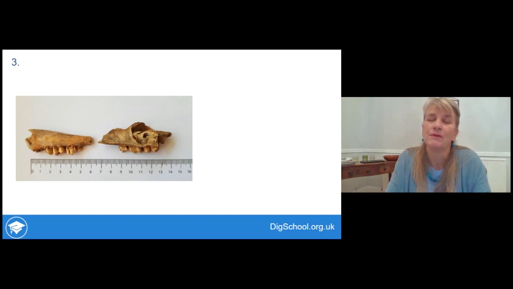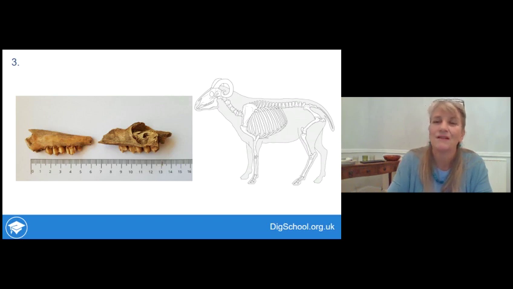Okay, next example, a rather different sort of bone here. So have a think if you can work out what animal that was, whereabouts on it it came from, and again, do you think it was eaten? So that is from sheep again. So we've got three rather different bones, all from sheep. You probably got right that it's a jawbone. You can see the teeth in there.